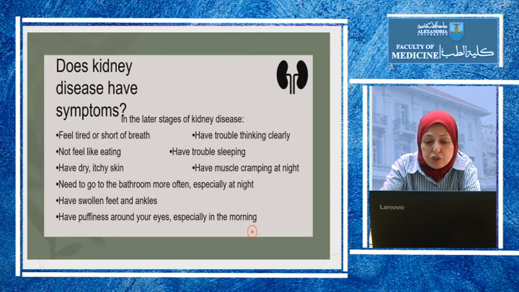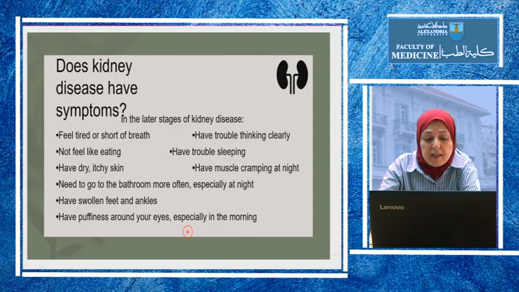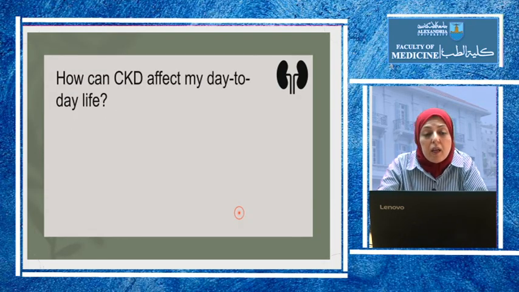He may have dry, itchy skin. He may have muscle cramps at night because of the alteration in the electrolytes, and also because of the uremic toxins. There is frequently polyuria, so the patient may complain of going to the bathroom more often, especially at night. He may have swollen feet and ankles. He may have puffiness around the eye, especially in the morning. All these are signs of kidney disease, but they usually are present late.